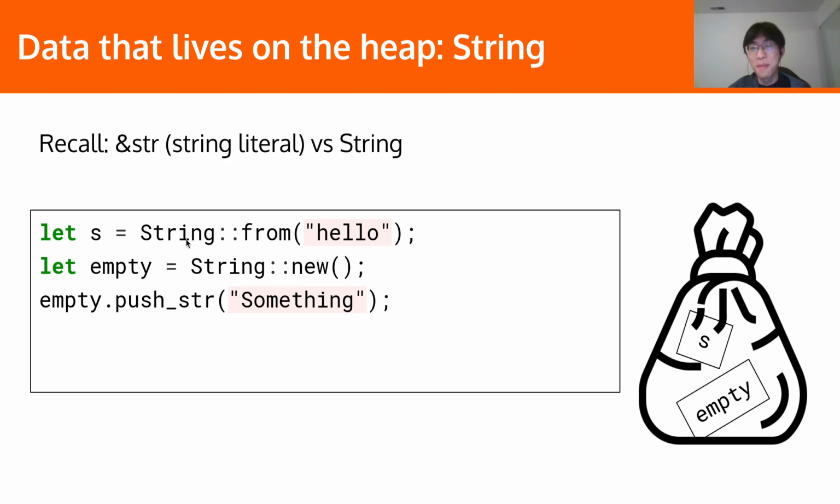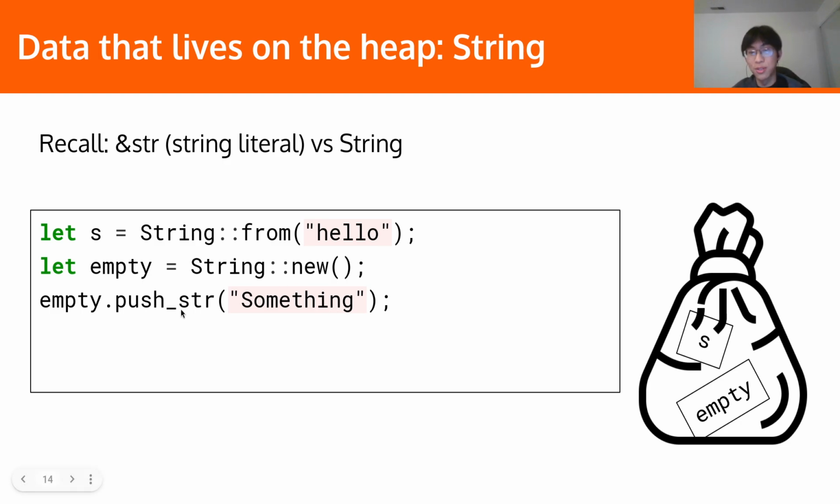So for example, here s is String::from("hello"), so it'll create a new string that contains the characters hello, and these characters are stored on the heap. So here's a different example where empty starts off as an empty String. We create a new string, and then we're able to push_str something, so this will put something on the heap, like these characters will be stored on the heap.